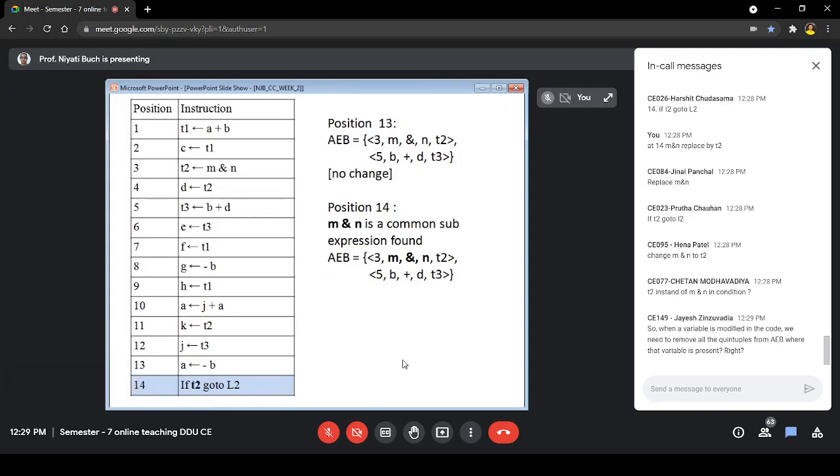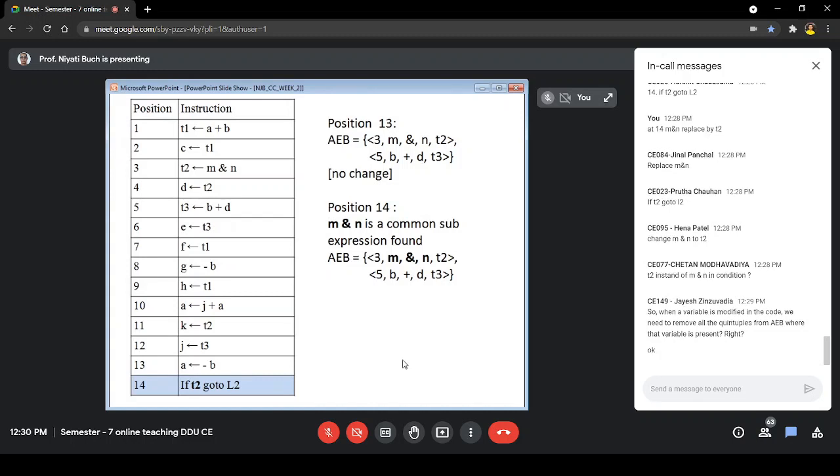So when a variable is modified in the code, we need to remove all the quintuples. Yes, correct, very correct. In our example, there was only one case where we were assigning to A, and A was used in only one of the quintuples. But if it was used in more than one, then you would have to correct all of them. You have got it absolutely correct.